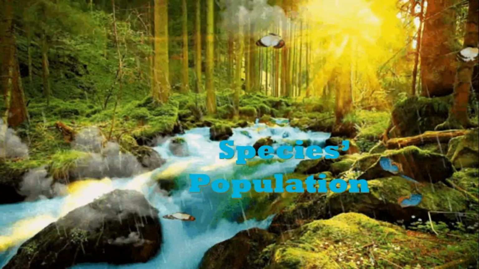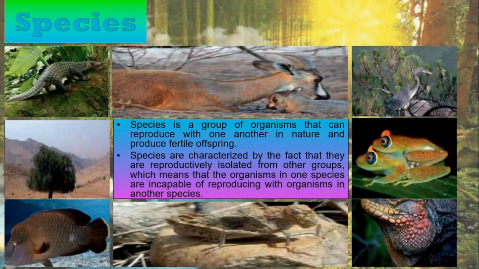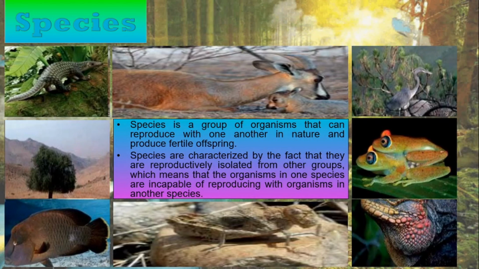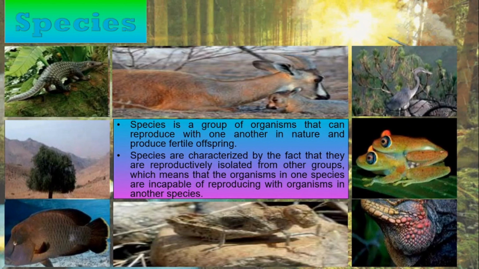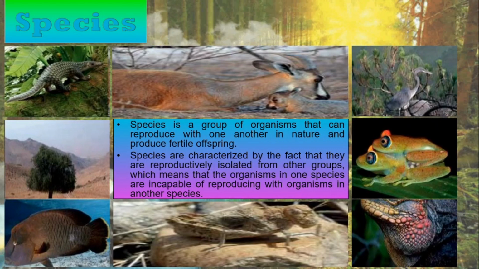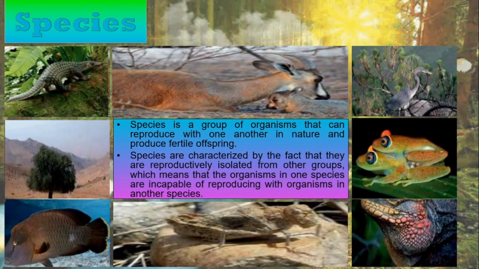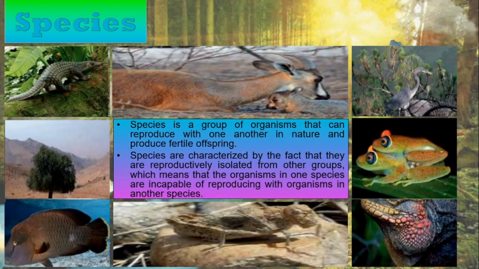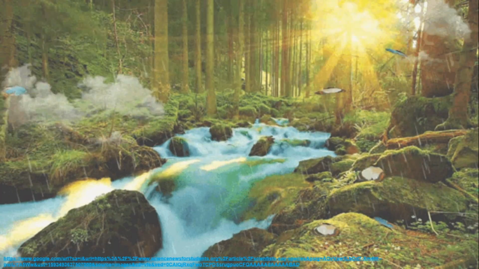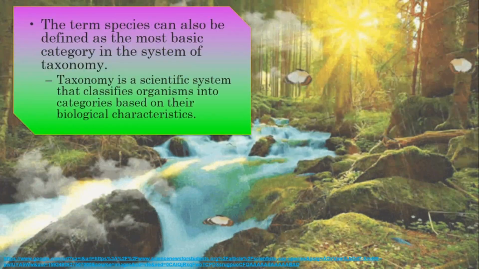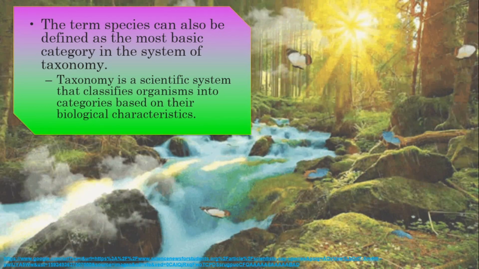Species population. What is a species? A species is a group of organisms that can reproduce with one another in nature and produce fertile offspring. Species are characterized by the fact that they are reproductively isolated from other groups, which means that the organisms in one species are incapable of reproducing with organisms in another species.